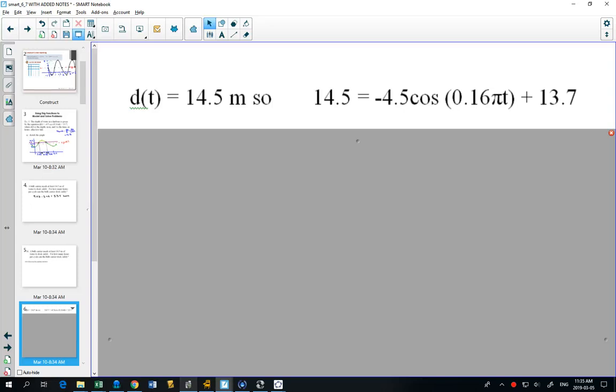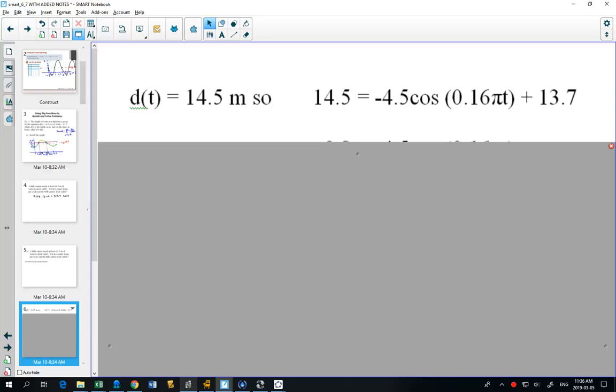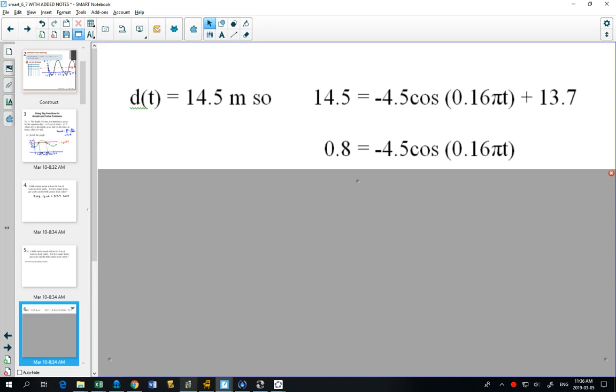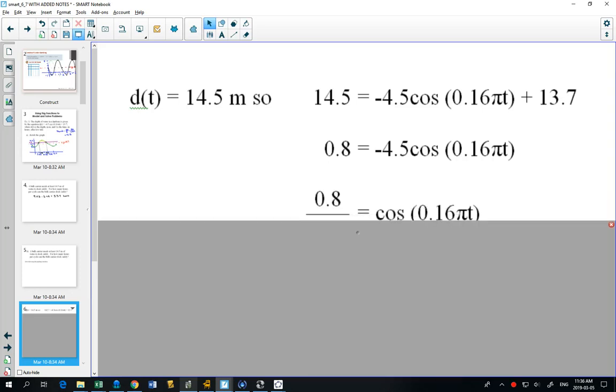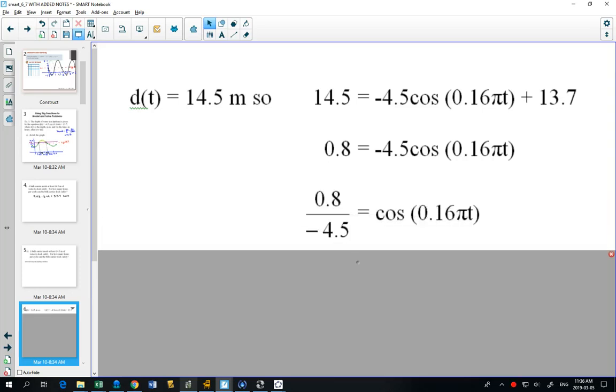Since we know the depth of the water is 14.5 and we want to find out where those two graphs intersect, we could plug in 14.5 for the depth, and now we just have to solve for t. Well, what kind of equation is this? This is solving for something with a cos equation. How do you solve cos equations? Well, it would sure be a lot easier if I had the cos by itself. So I'm going to move the 13.7 over to the other side and divide by the negative 4.5.